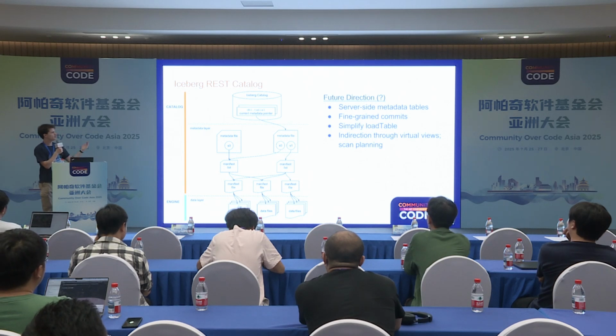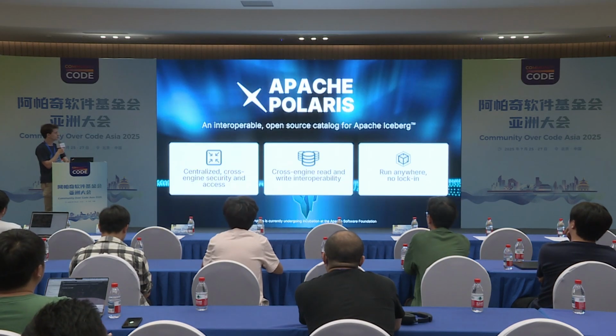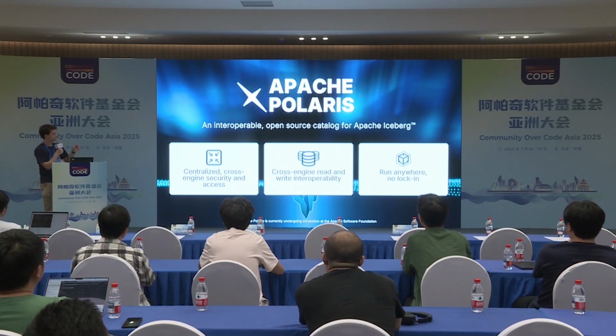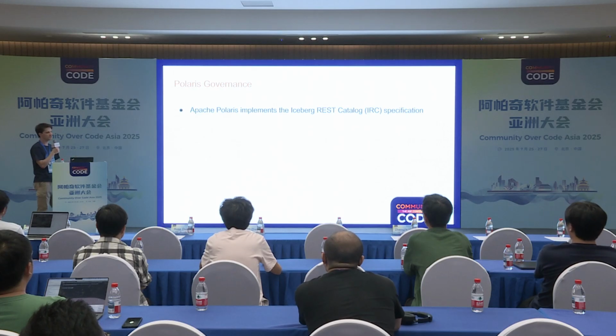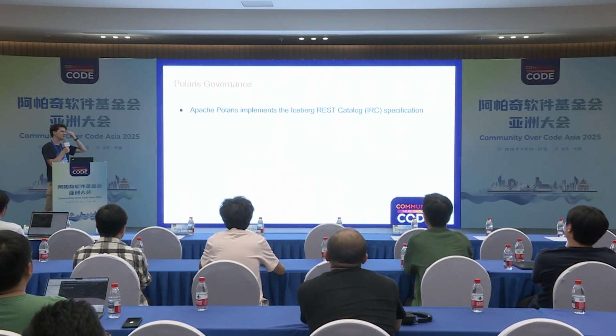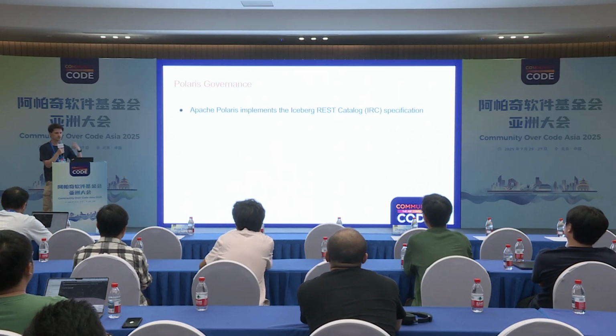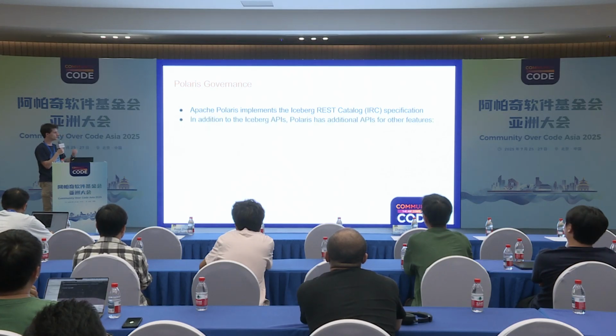And so with that context, I want to introduce Apache Polaris. This is like an official marketing slide, so I'm sorry that it doesn't match the colors that we have today. But Polaris implements the REST catalog specification. So there's about maybe, I don't know, 20 APIs like load table, list tables, drop table, and so forth. Polaris implements those APIs. But Polaris also implements some extra APIs.